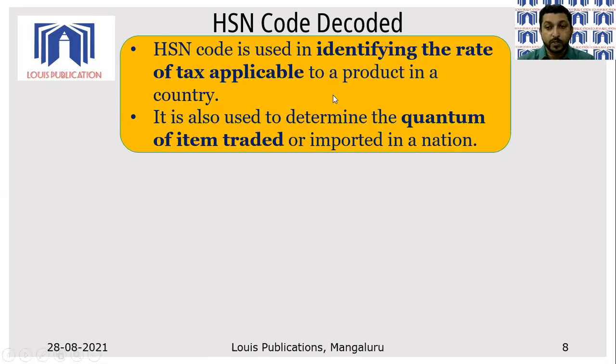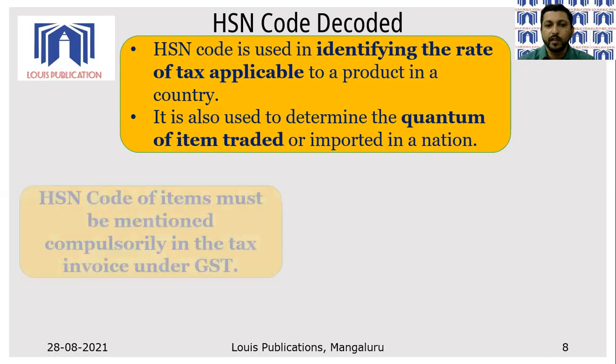And it also helps in determining the quantum of items traded or imported in a nation. How much trade has happened in a particular product? How much import has happened as far as a particular product in India is concerned? So all these codes give us a clear-cut idea as to the quantity of imports that has happened, the quantity of items that has been sold, including exports, you can say. So HSN code is beneficial not only to India, but to all the countries in the world.